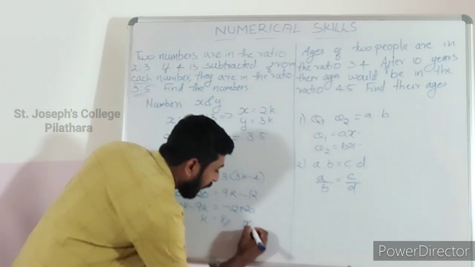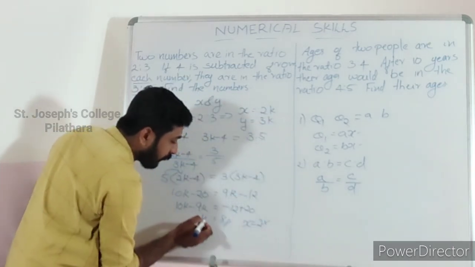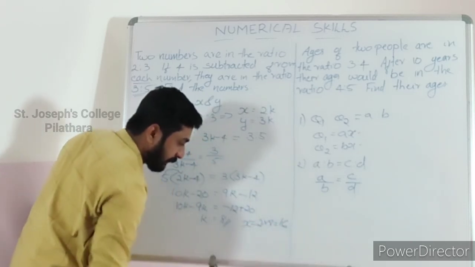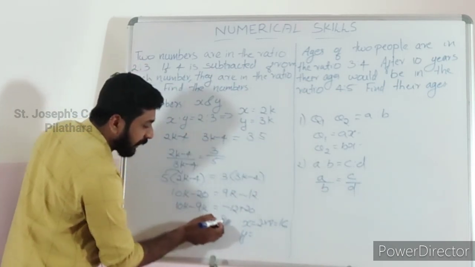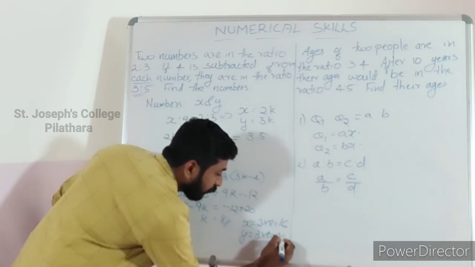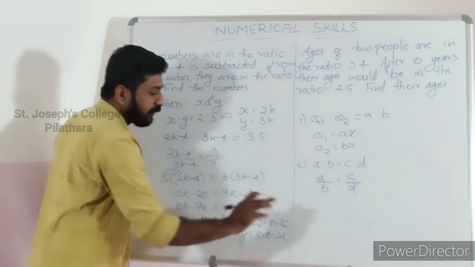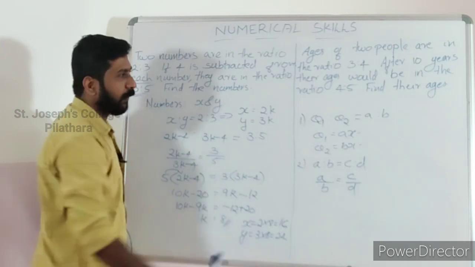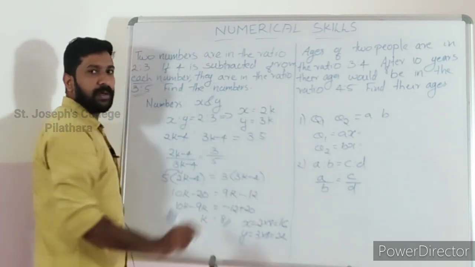Then x is equal to 2k. 2 into 8, which is equal to 16. y is equal to 3k, and we found k here, that is 8. 3 into 8 is equal to 24. So these two numbers are 16 and 24. And this is also a similar kind of problem. You have to follow this pattern and solve it from your home.